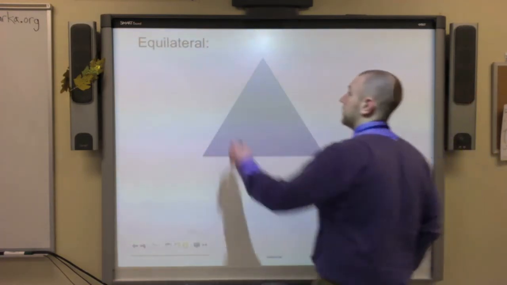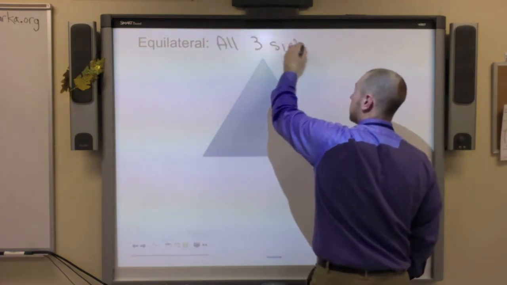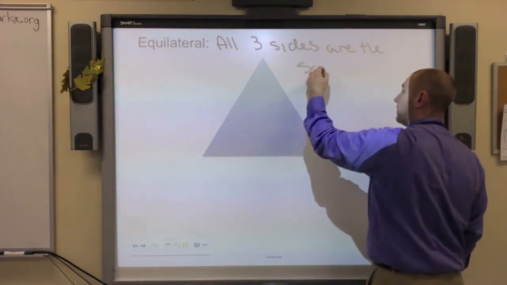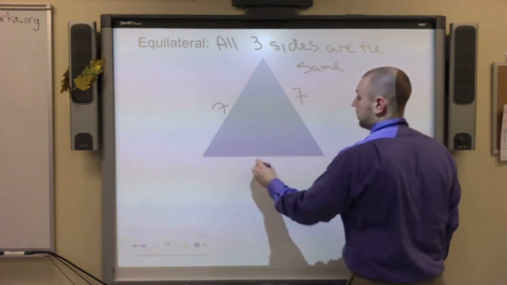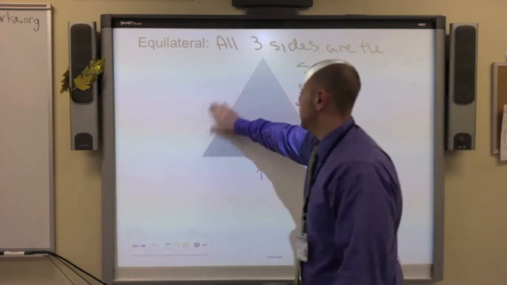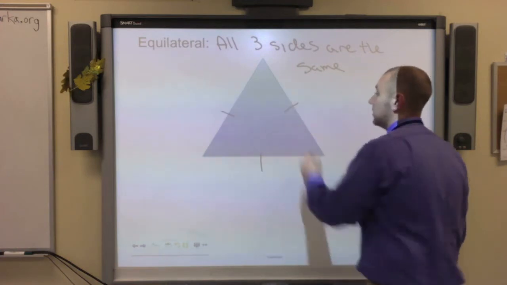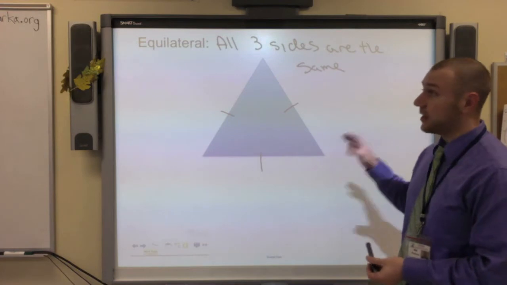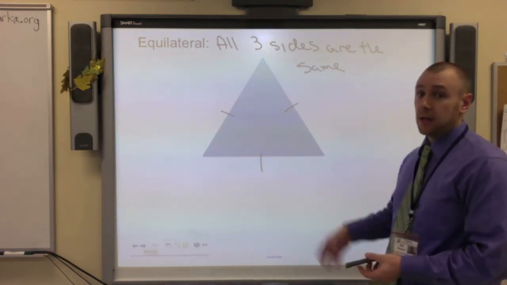Equilateral triangles, all three sides are the same. So if one is 7, all of them are 7. If there's a tick mark here, tick mark here, tick mark here, that means all three sides are the same. This is how you name a triangle based on sides.